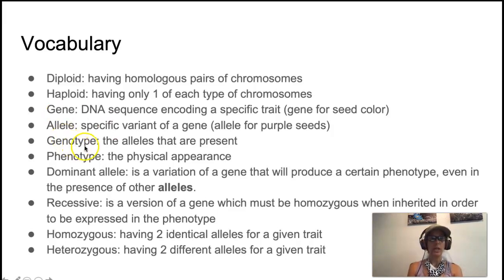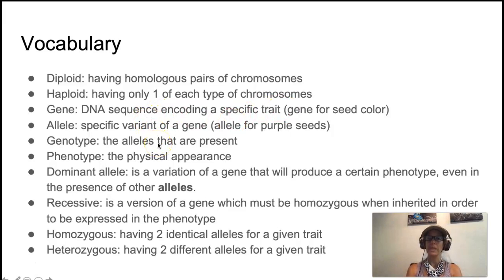The genotype is the type of alleles that are present, and we'll have examples of that. If you're asked for a genotype, you're being asked to provide which alleles are present in the organism. The phenotype is the physical appearance. So a genotype here would be the letters that we use to represent the alleles for the seeds, and the phenotype would be based on the alleles that are present, what color do we actually see?